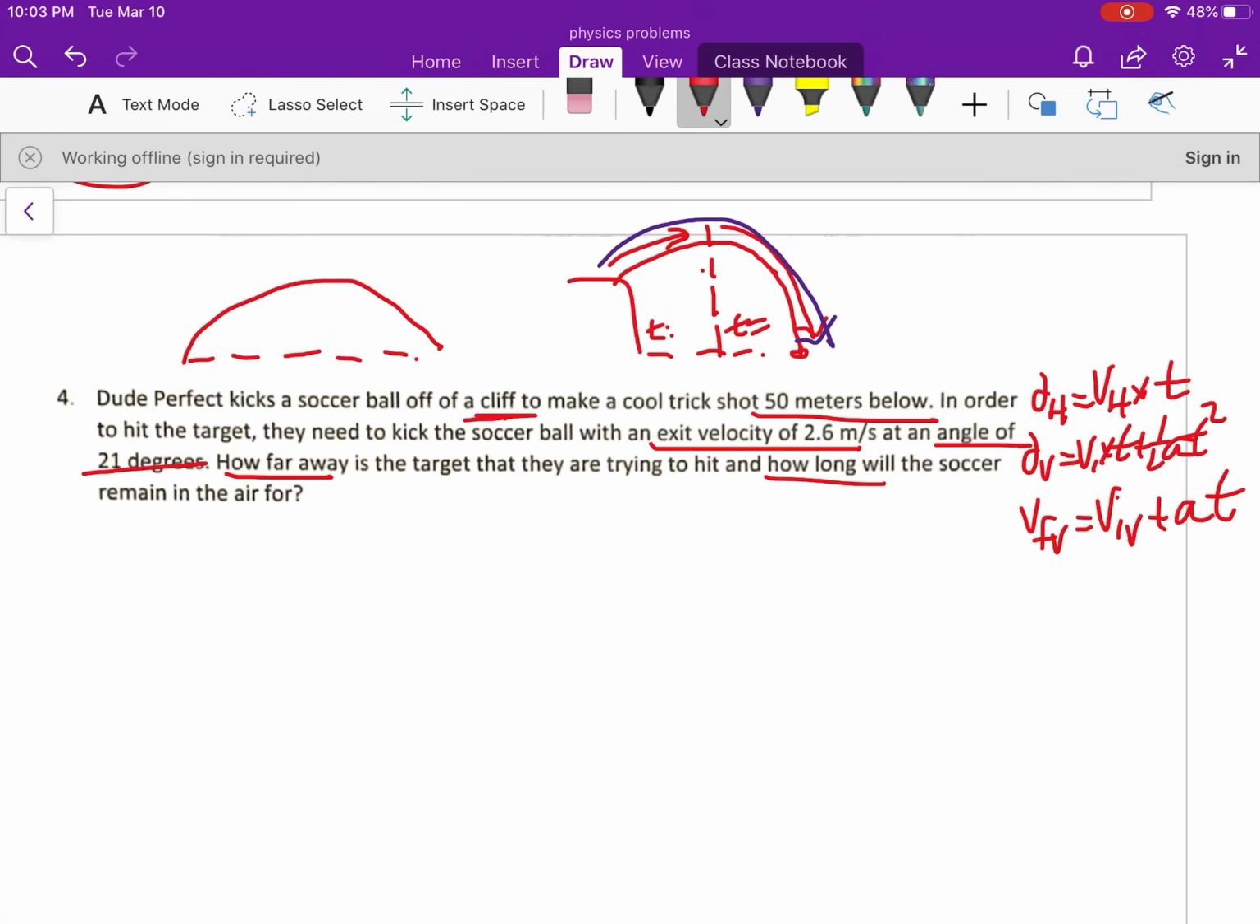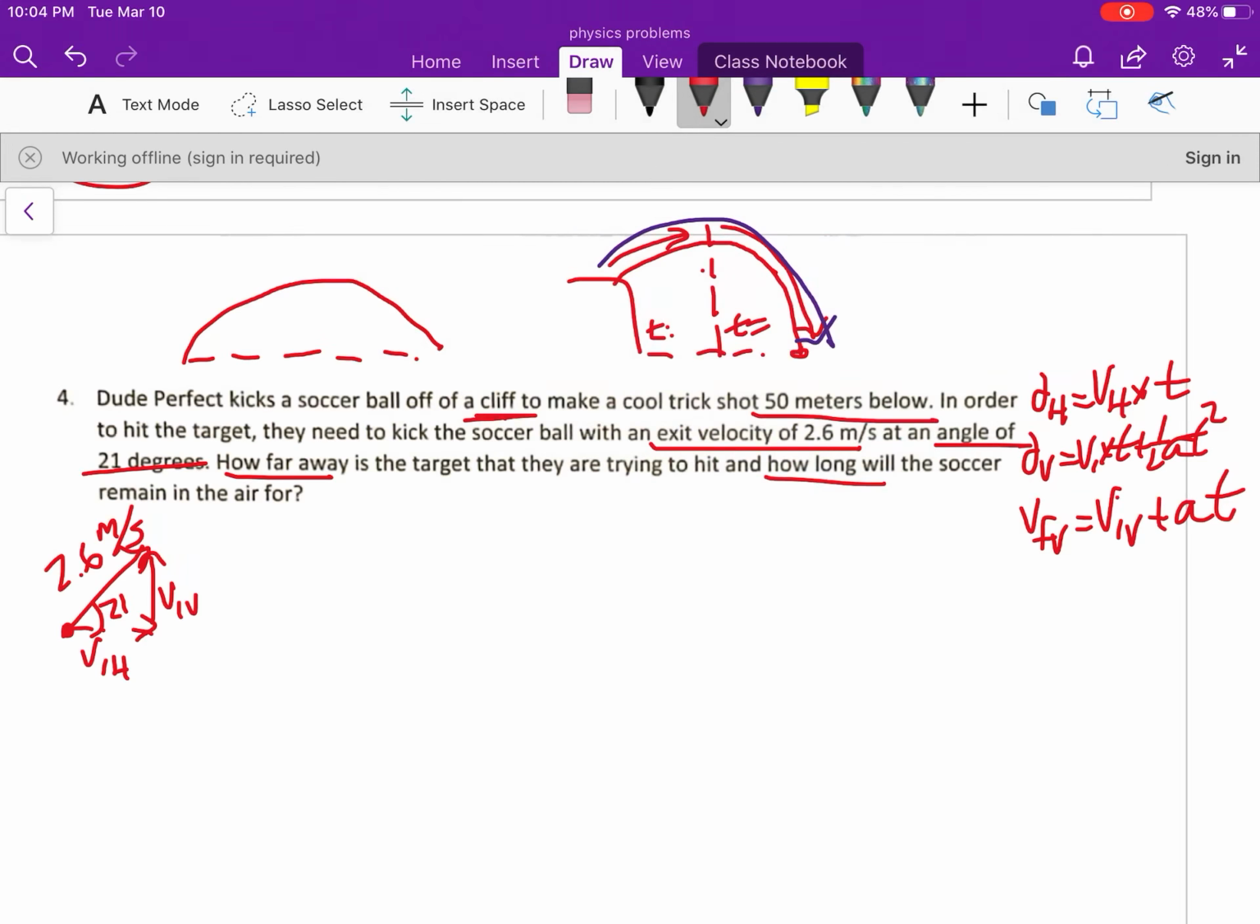Again, we have our exit velocity, so I suggest the first thing you do is your trig function, because this is probably the easiest thing to do, and it's the easiest way to get some partial credit. So my exit velocity is 2.6 meters per second, and it leaves at an angle of 21 degrees. So I want to solve for my initial velocity in the horizontal and my initial velocity in the vertical.